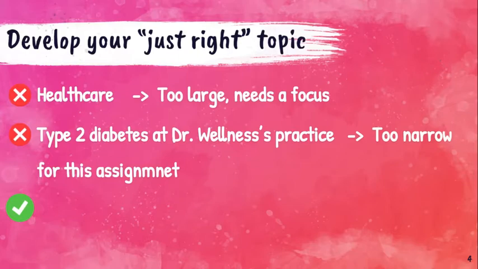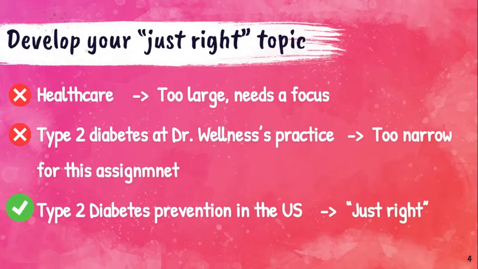Wellness, and you were wanting to do a study of your patients with type 2 diabetes. But in this particular assignment, you do want to make sure that you have enough of a breadth so you're going to be able to get lots of information and not just primary sources. So, more of a just right topic is going to be something like this: type 2 diabetes prevention in the US. So I'm not just talking about type 2 diabetes. I'm not just talking about diabetes all over the world. I've got a narrower topic here than just healthcare. But at the same time, I'm more on a just right type of topic.